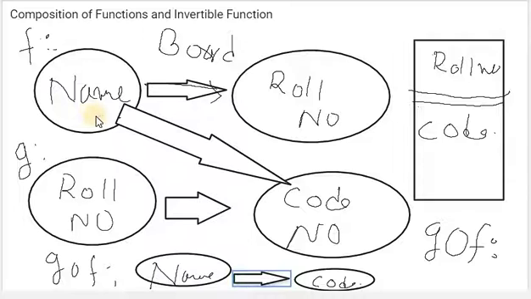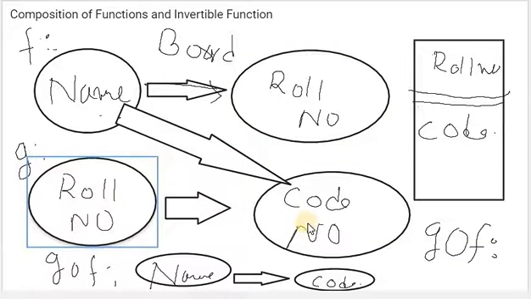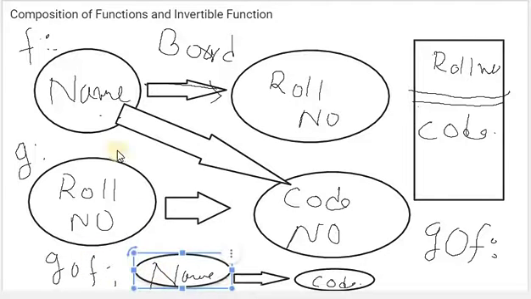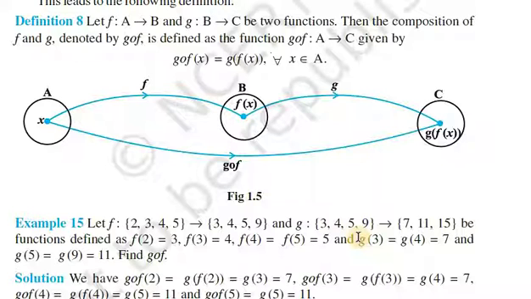Because we first apply F to the name to get the roll number. Then we apply G to the roll number to get the code number. So therefore it is G of F. First F, then G. You can see that. What is the domain of G of F? It will be the name, the domain of the function F. And what is the codomain? Codomain is the codomain of the function G. So this is all about the composition of function.